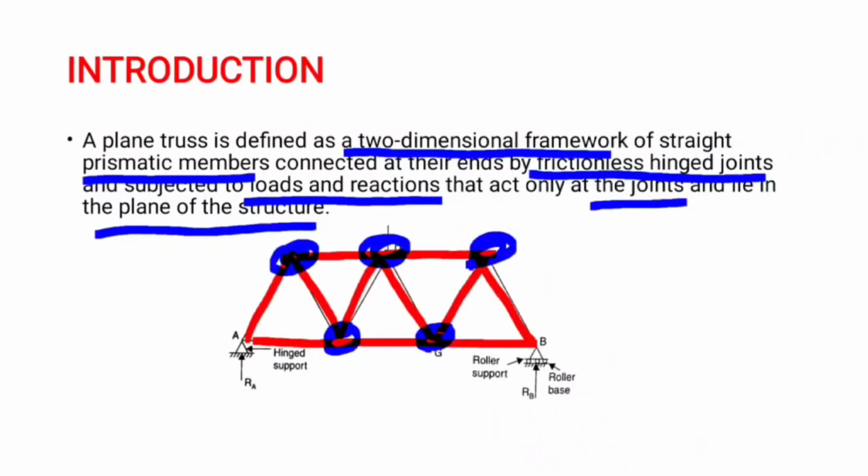The loads act at the joints only, not on the members. The load acts at the joints, and the reactions are also calculated from the joints only, not by using the members. The whole framework lies in the plane of the structure. That's why it is called a plane truss. I hope it is clear.